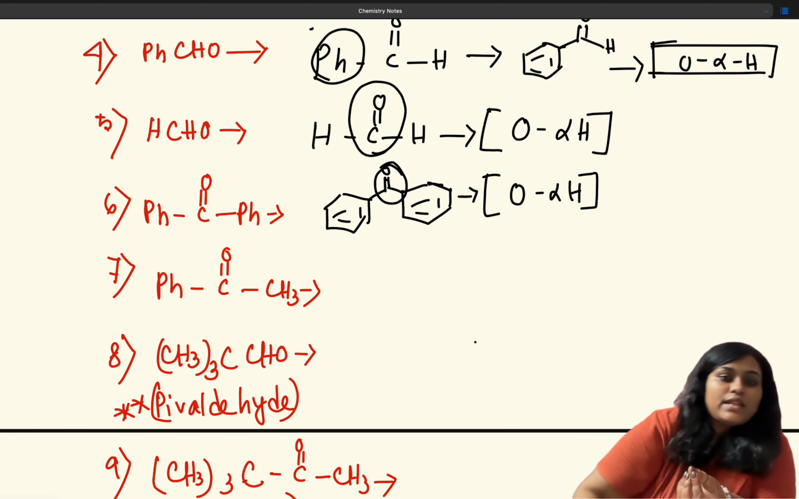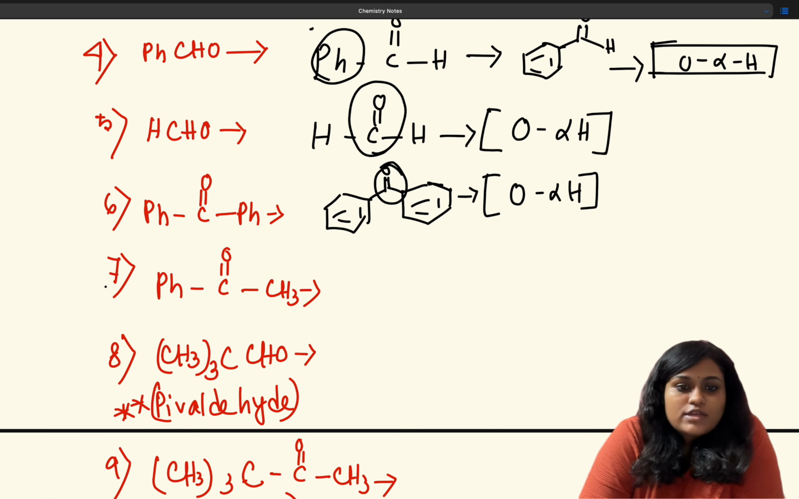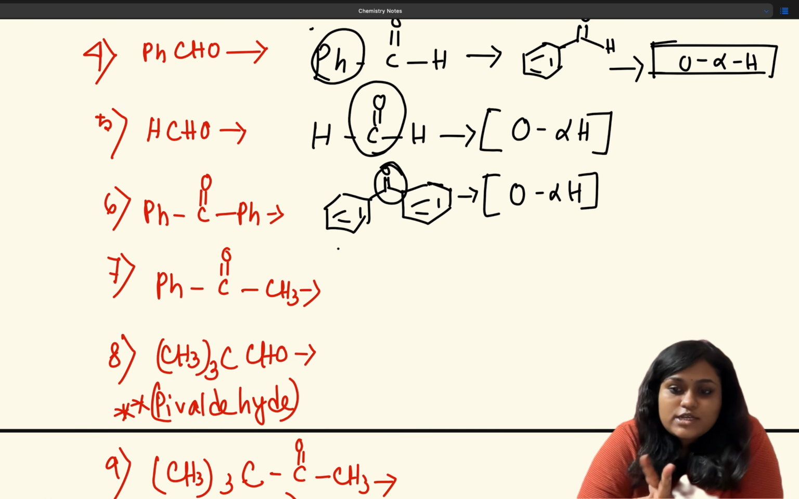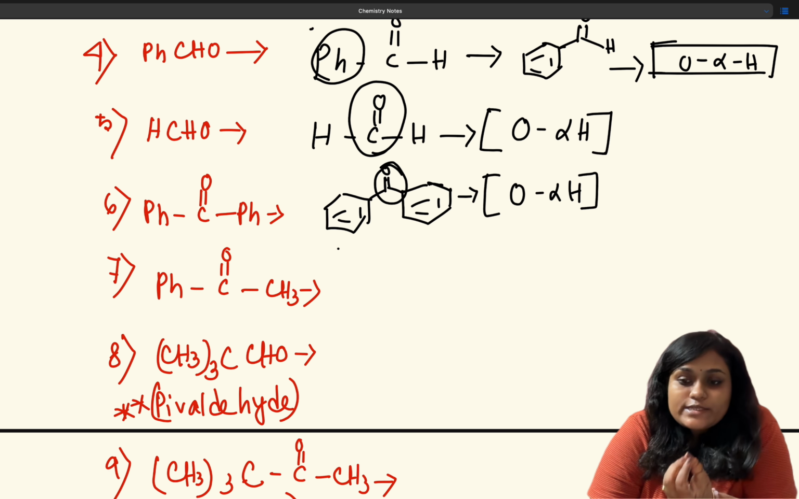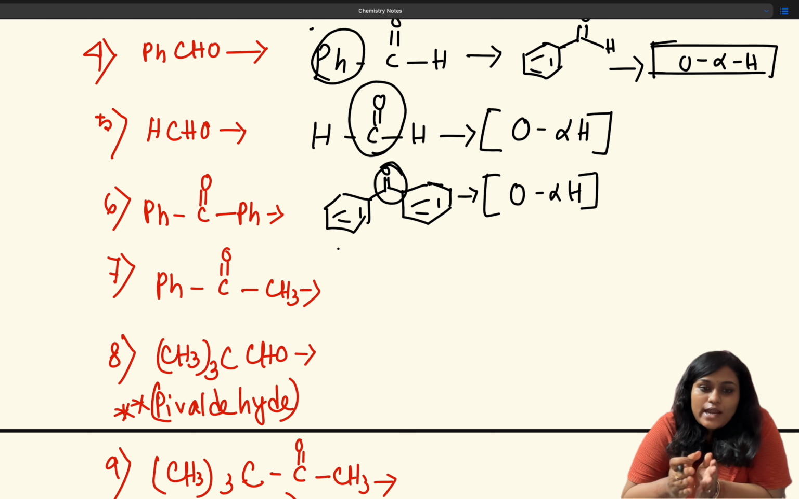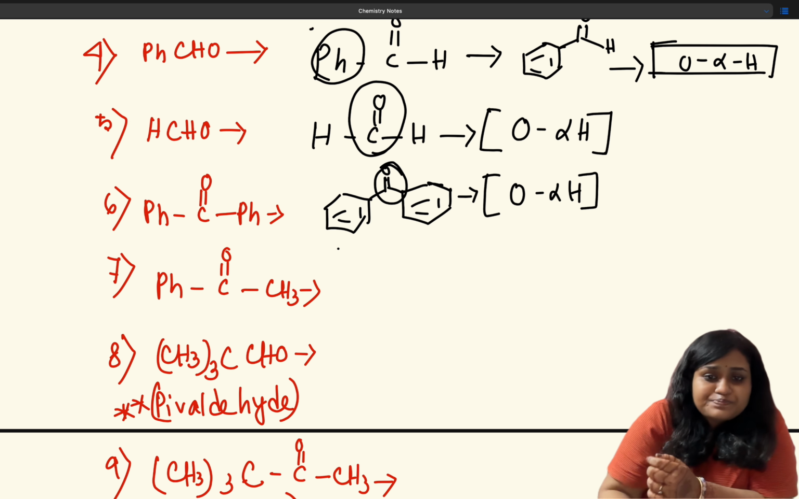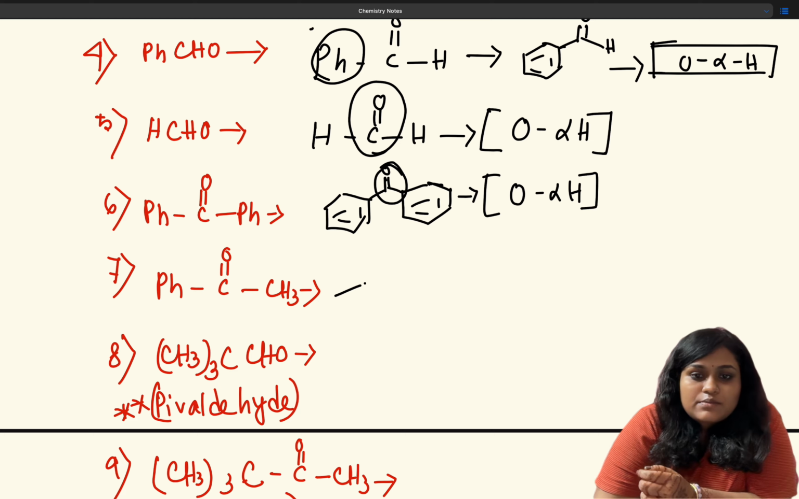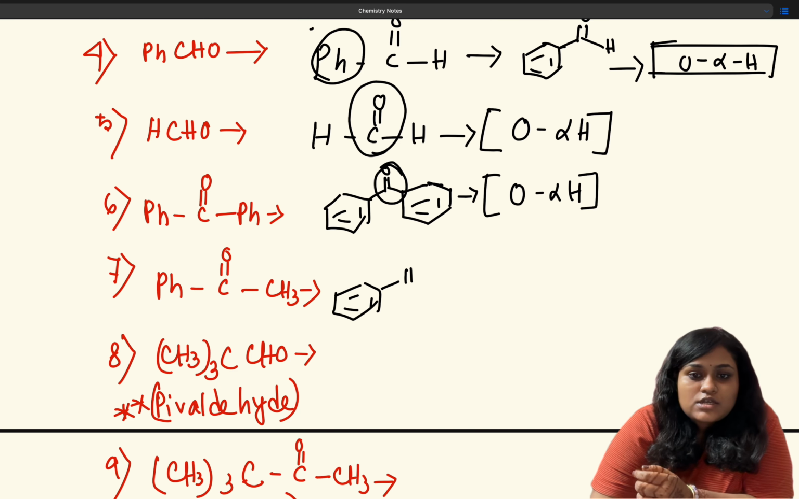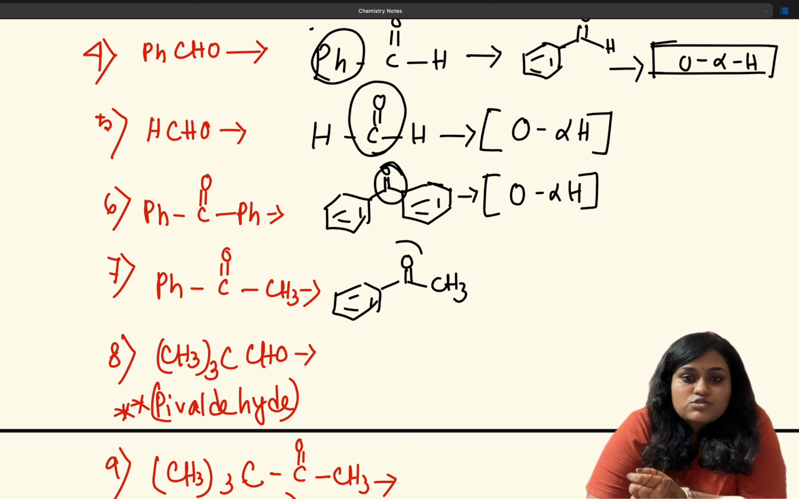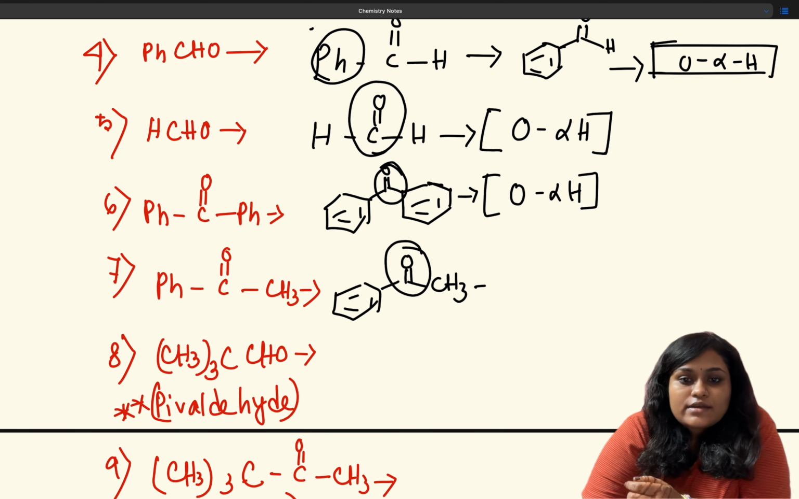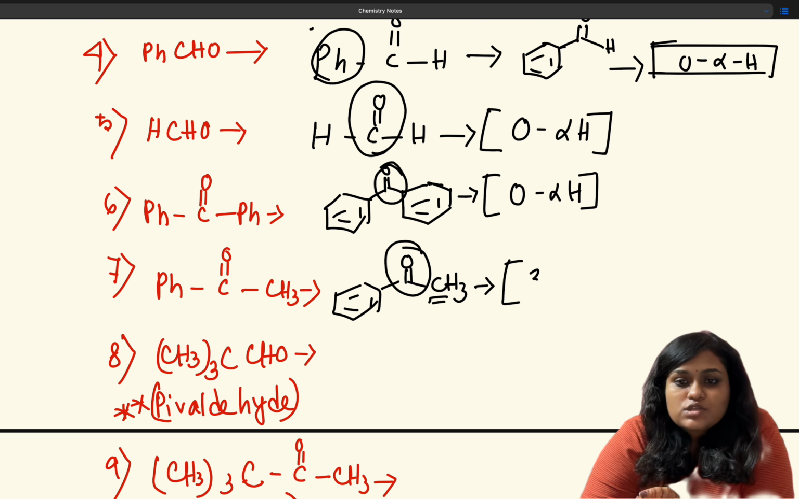Our next example is acetophenone. Benzophenone and acetophenone are 2 different compounds. In benzophenone, 2 phenyl groups are attached to the C=O group, and in acetophenone, 1 phenyl group and 1 CH3 group are attached to the C=O group. Here also we can simplify the structure, C=O then CH3. First find the C=O group, and here 1 alpha carbon is present, so 3 alpha hydrogens are present in acetophenone.